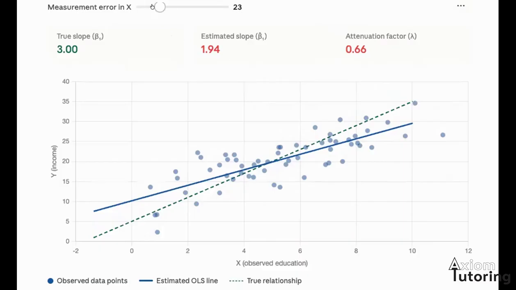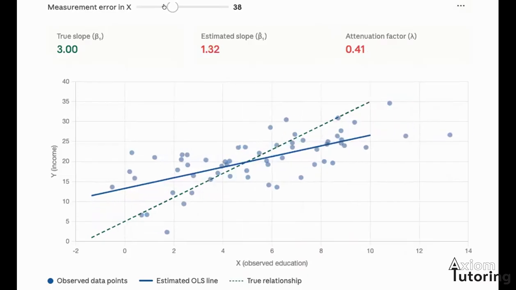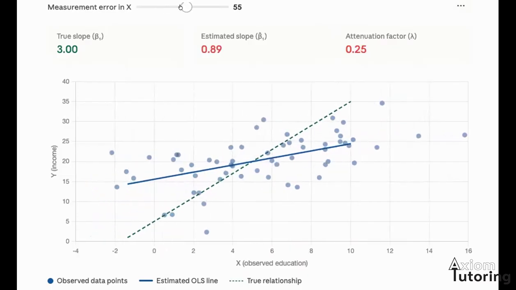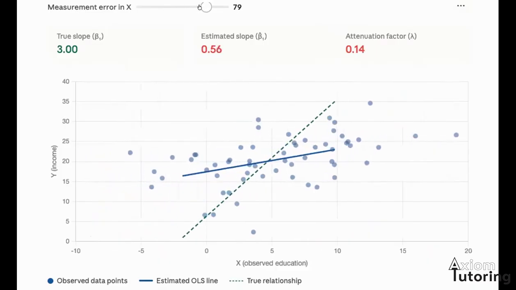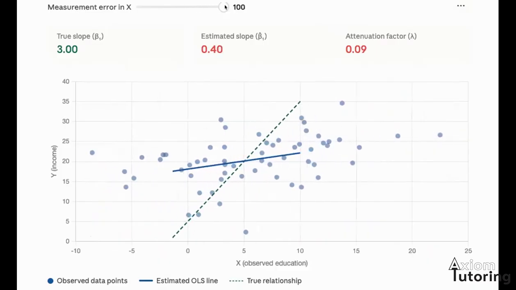If I keep making the measurement error in X even more severe, the points keep stretching and stretching until finally, let's say the measurement error is 100 here. What you see is a line that is almost completely flat, and you've got an attenuation factor of 0.09. Look at the difference between the estimated slope of beta 1 and the true slope. From 3, we've been dropping and being pulled towards 0, and we see an estimated slope of 0.4.